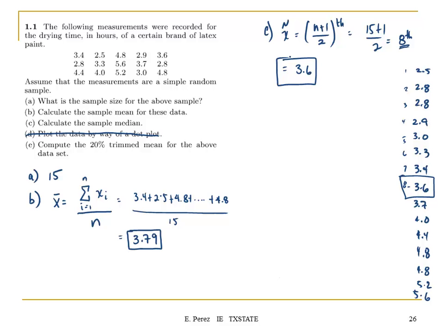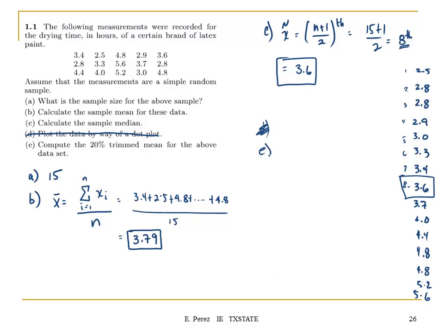Any questions? So remember, you sort them. This is an odd number of units, so you use that formula, find the place that you need to find, in this case the 8th position, and you get the value. Okay? Then part D, how many of you got that one? You don't have to solve that.